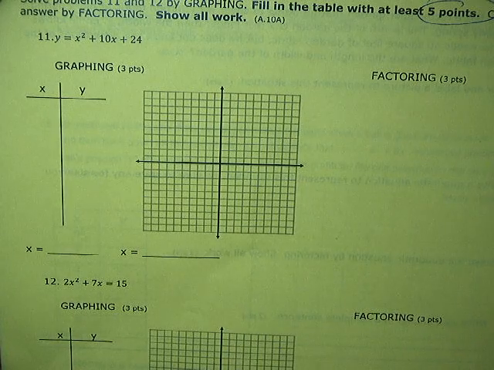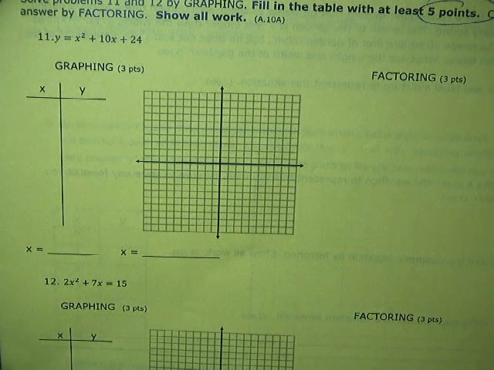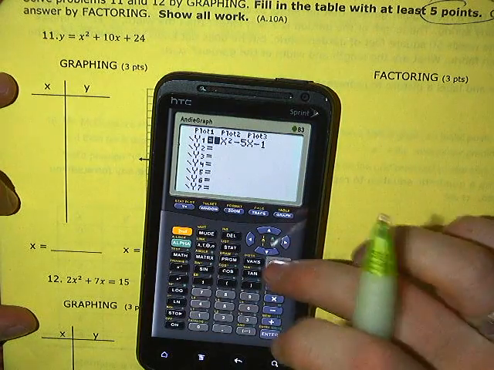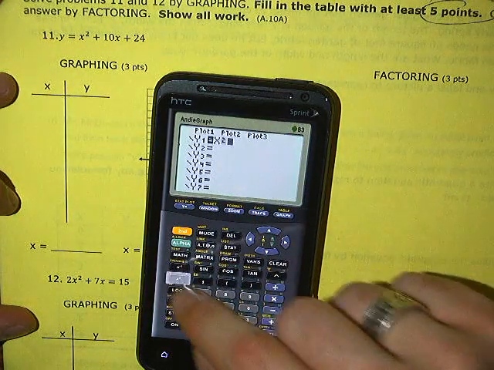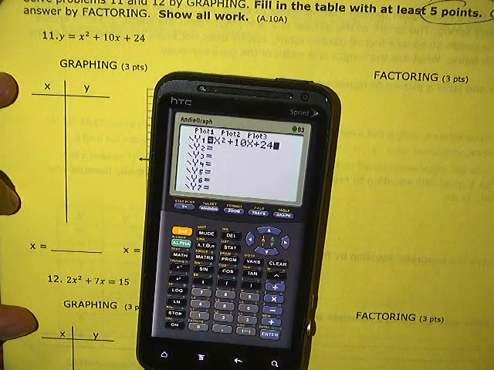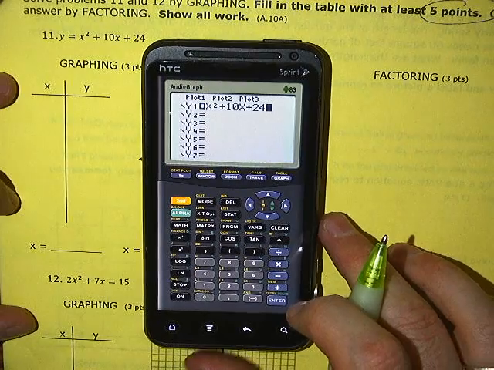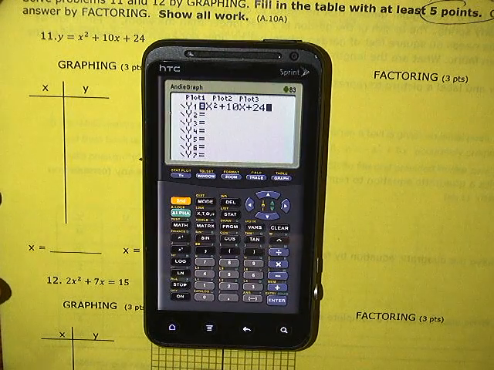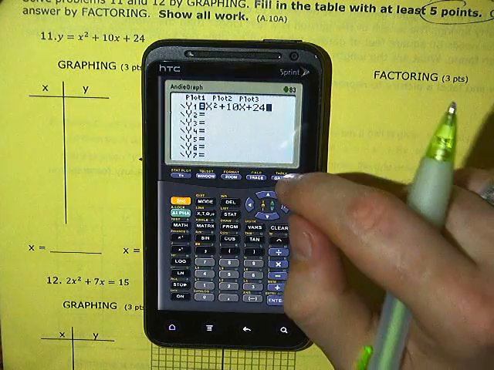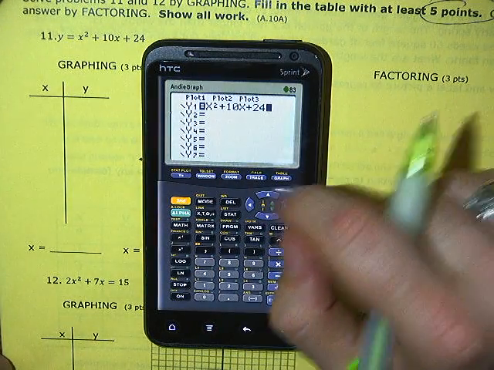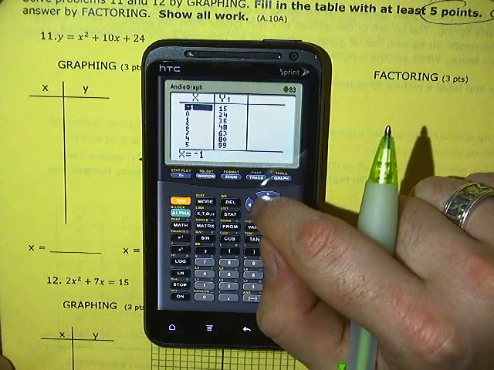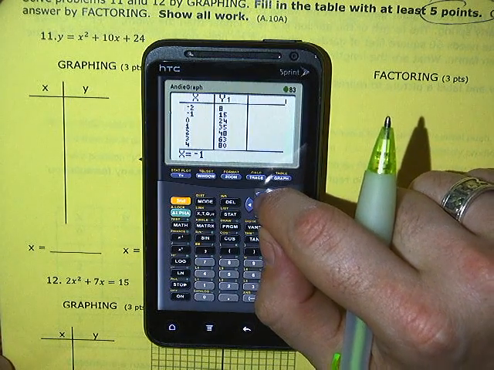So let's see. I'm going to go the fast way and get my calculator to tell me the points. X squared plus 10x plus 24. Yes, it is an app. There's actually another video that shows you exactly how to get this on your Android. Also, how to get it on your computer at home. Okay, from there, I'm going to go to the table. And it says we want at least 5 points.